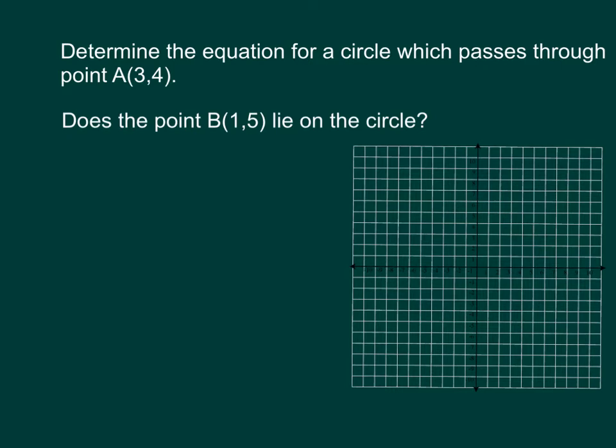Okay, in this question, we need to determine the equation for a circle which passes through the point (3, 4). So we're looking for a circle that passes through the point (3, 4). I'm going to mark (3, 4) on my graph. The other thing we need to include in this question is that the circle is centered at the origin. That is absolutely important because of the equation that we are going to be using.